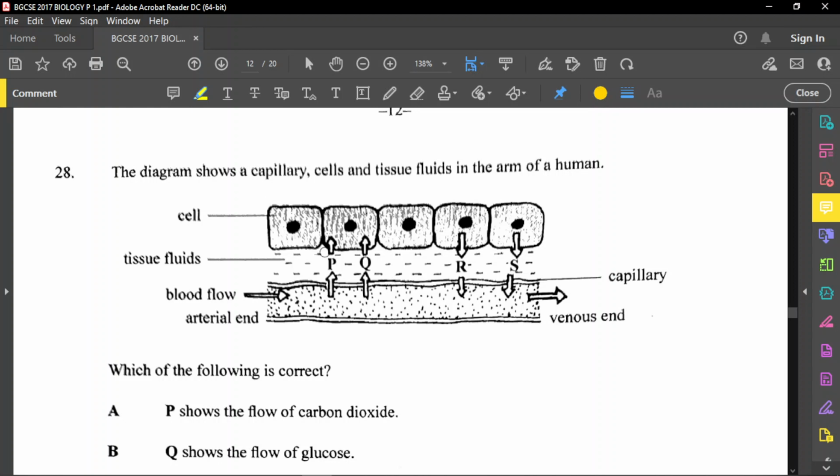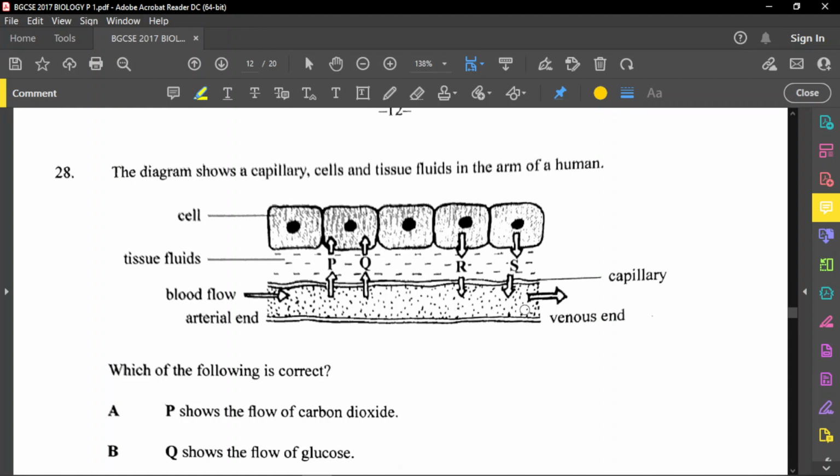So guess what? P and Q are good substances going to the cell. The things the cells need. So we know that P and Q could be anything like glucose, amino acids, water. Anything that the cell requires is P and Q. It doesn't matter which one is which one. R and S are the waste substances coming from the cell. So anything the cells do not need, like carbon dioxide and urea, yeah, they come from the cell, okay, and come back into the vein.